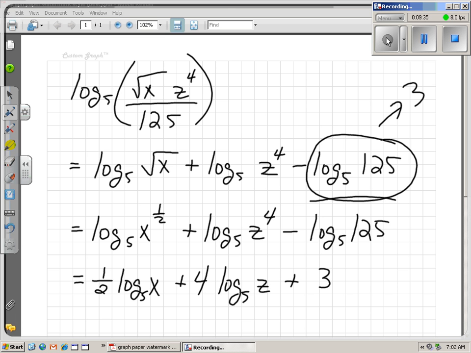So I changed the x to the 1/2. All right, and then on the next step I moved all the exponents to the front. So I moved the 1/2 to the front, and I moved the 4 to the front. And then finally, this log base 5 of 125, you're basically looking for an exponent. That's what we use logarithms for. We're saying, what is the exponent? They're saying, what exponent can I put on the 5 to get 125? Well, that exponent would be the number 3. So 3 replaces that whole expression, and there's our answer.